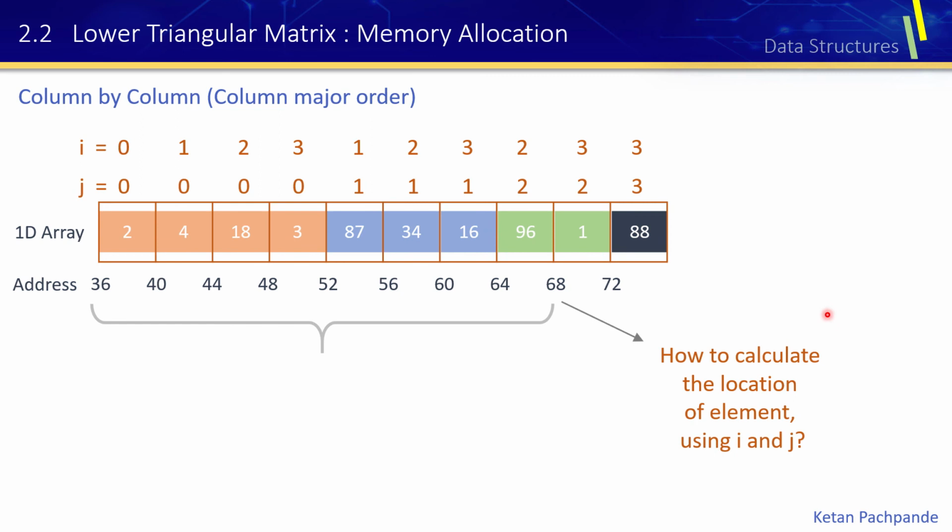Once I have the number of elements, let's assume that one element takes 4 bytes. So the location of ij is given by the base address plus number of elements into 4 bytes each. So here if I calculate how many elements are covered, 4 plus 3, 7 plus 1, that is 8. 8 into 4, that is 32. And just add the base address, 36 plus 32, that will be 68.